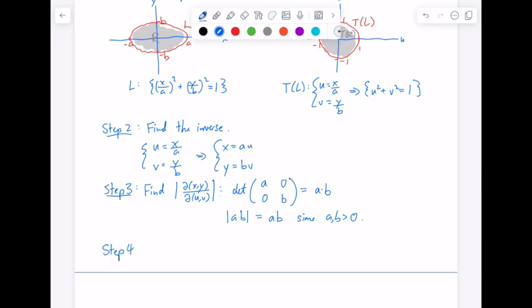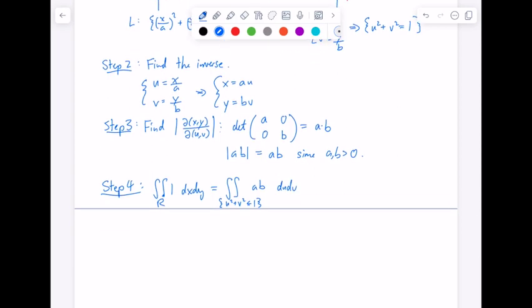Our fourth step is to set up our area integral, which in this step is simple enough. We're integrating 1, and so in our change of variables, we're just integrating the product ab, which comes from the Jacobian factor, over our new region, which is just a unit circle. And so we could finish the calculation, and that just gives us ab times the area of the unit circle, and that's ab pi.